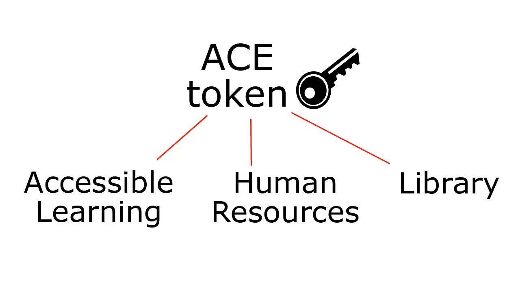To request electronic versions of print books, you need an ACE token. If you're registered with Accessible Learning or Human Resources, you can get a token from those offices. If you have a print disability but aren't registered, you can get a token from the library.